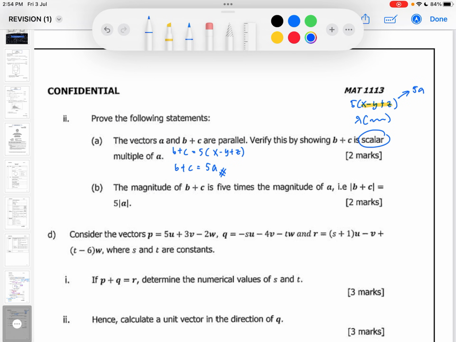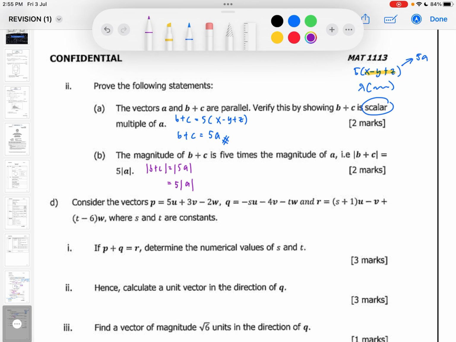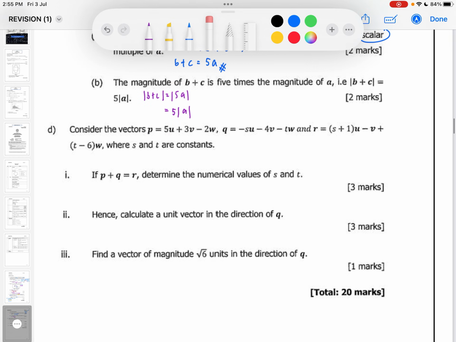Next, the magnitude of B plus C is 5 times the magnitude of A. Oh, we have to prove that. I think this is supposed to be simple. B plus C is 5A. Literally, because the magnitude of A is literally the magnitude of A. So since B plus C is 5A, its magnitude is just 5 times the magnitude of A. Basically just that.